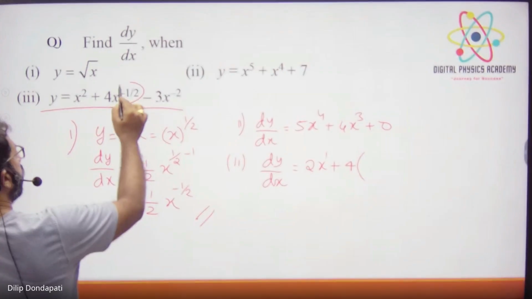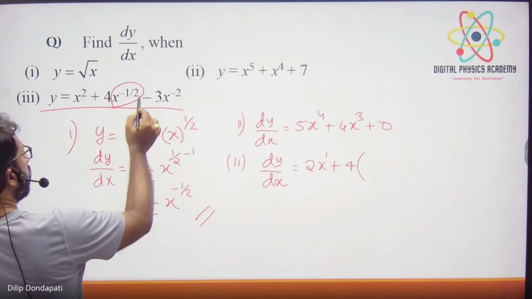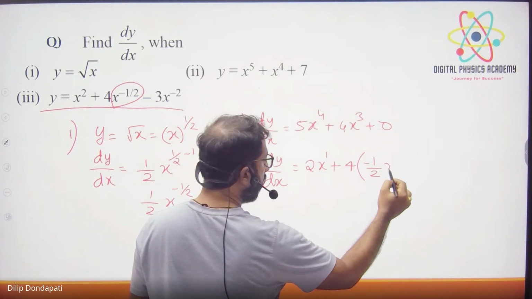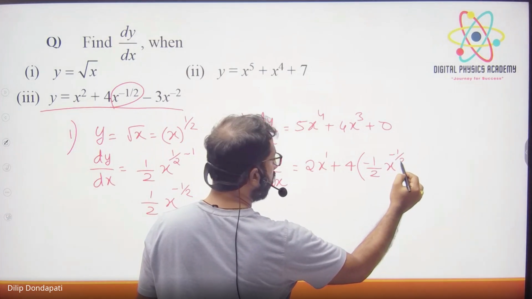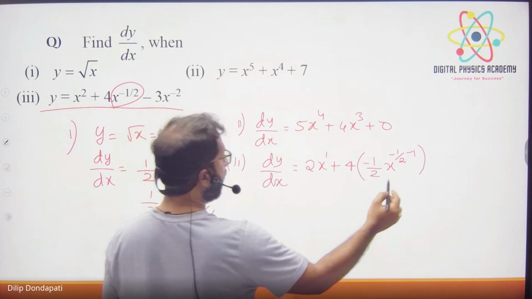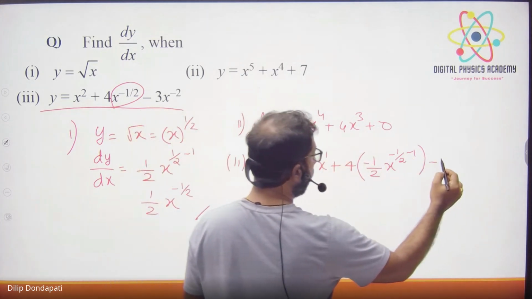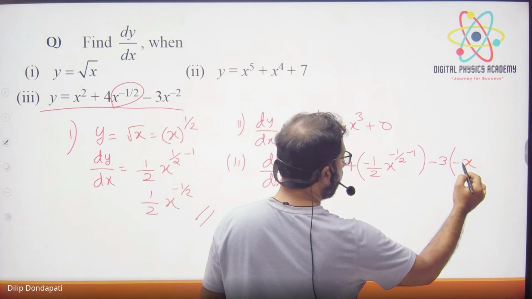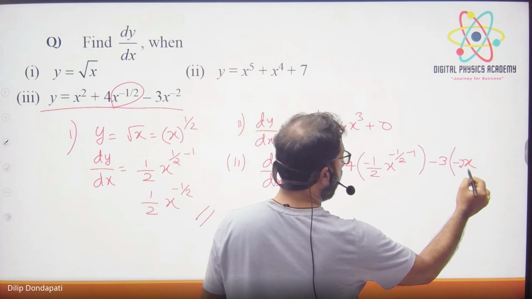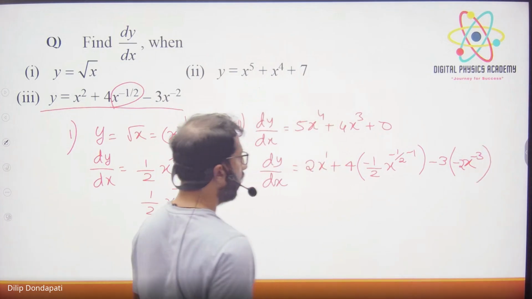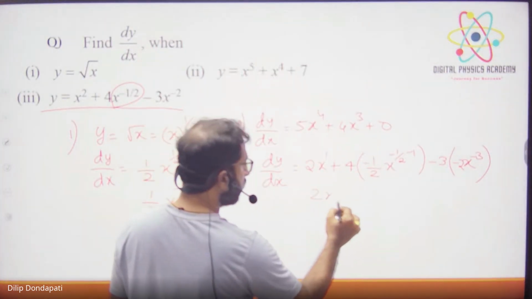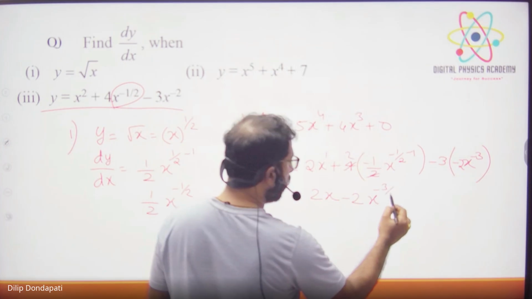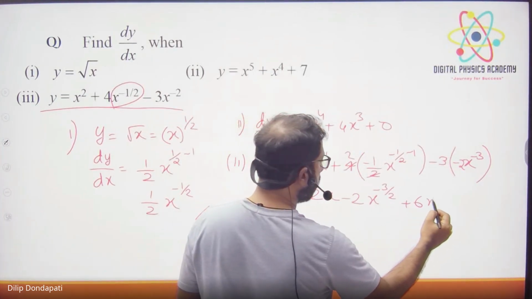Differentiate x power minus 1/2. The differentiation of x power minus 1/2 is n into x power n minus 1. n is minus 1/2, minus 1. Minus 3 is coming outside. n into x power minus 2, right? Minus 2 into x power n minus 1. So the answer is 2x minus 2x power minus 3/2 plus 6x power minus 3.